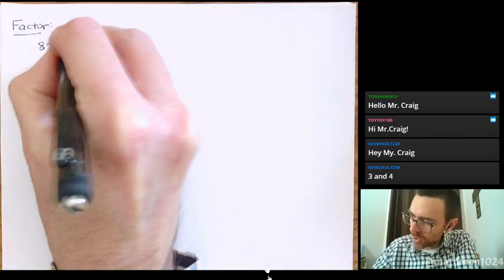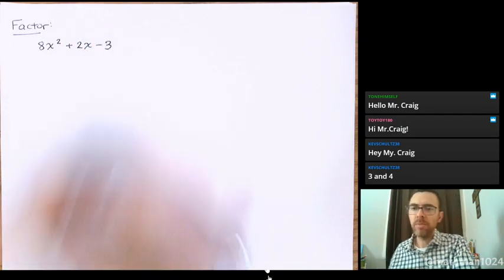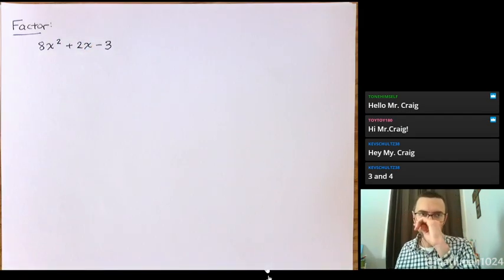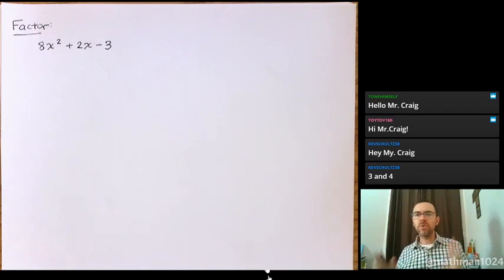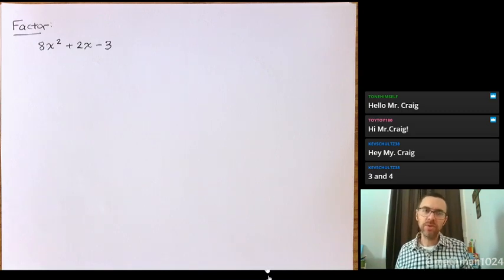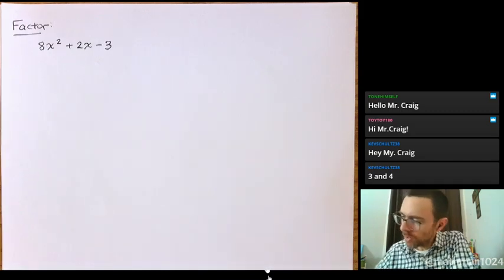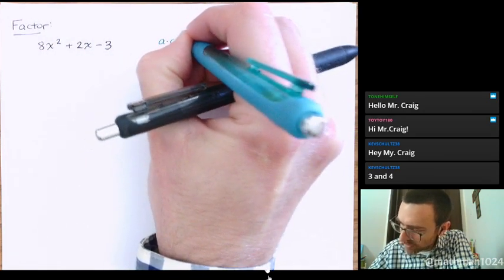So let's take 8x squared plus 2x minus 3. Now, before you do any problem here, you're supposed to look for a greatest common factor. Is there something that these guys all have in common? And I mean something other than the number 1, because factoring out a 1 typically doesn't do much for us. And here, there is no common factor other than 1. So if we go up to the side and we try to investigate the AC method.